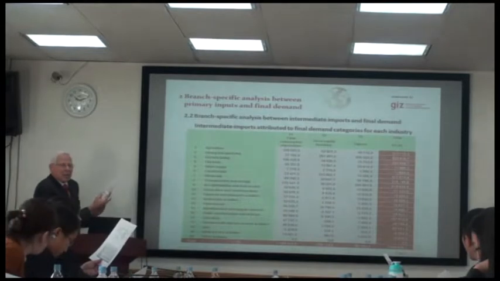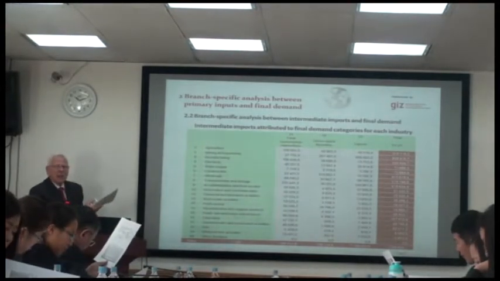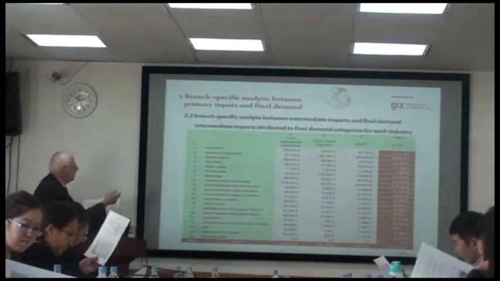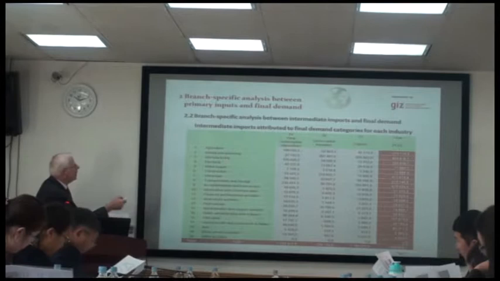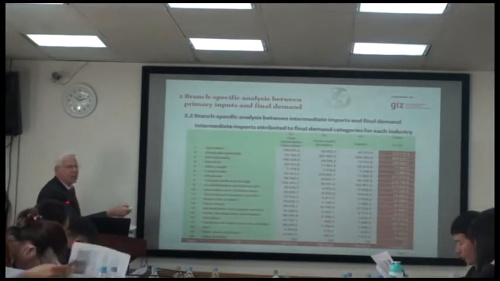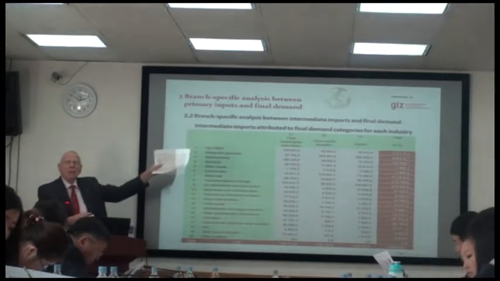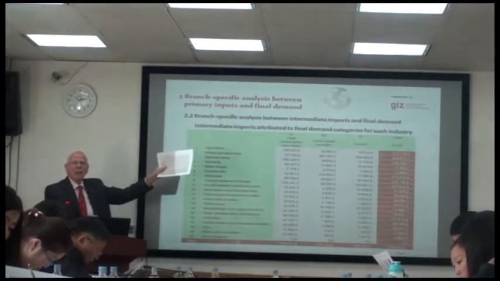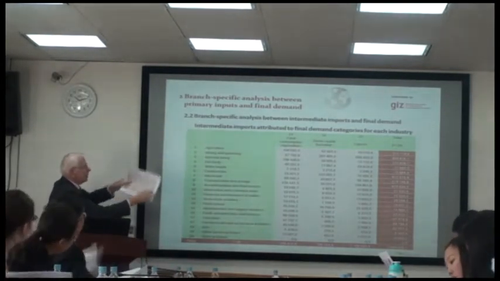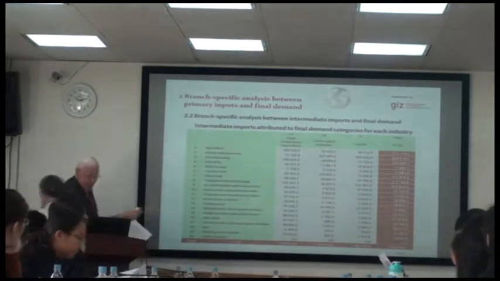I think that must be the case, because otherwise there must be a mistake in your compilation. Because what we have done here, we have attributed intermediate imports to final demand for each industry. Each industry means our 20 branches in our IOT. And you see here, this row is the same as the last column.